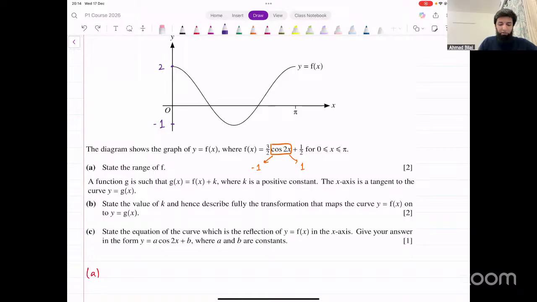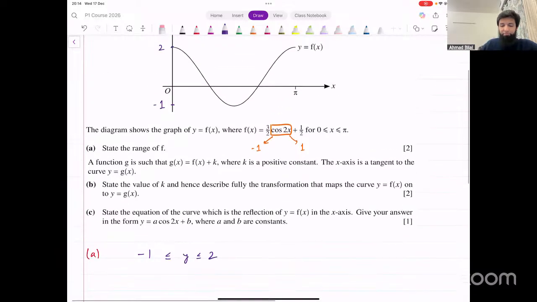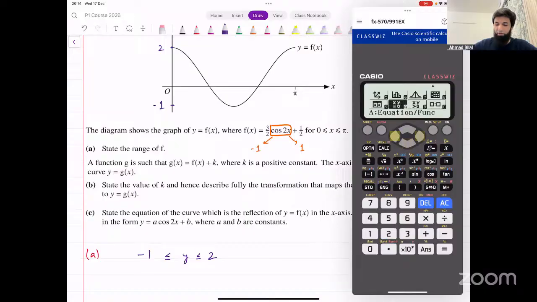So the range of this function, what is that going to be? It's going to be between -1 and +2. Okay, you can use the table function method as well. I'll just show that to you quickly. Just as a reminder, input this function here, 3 over 2 cos of 2x plus 1 over 2, in the table, start at 0, end at pi. That's what we're given there.